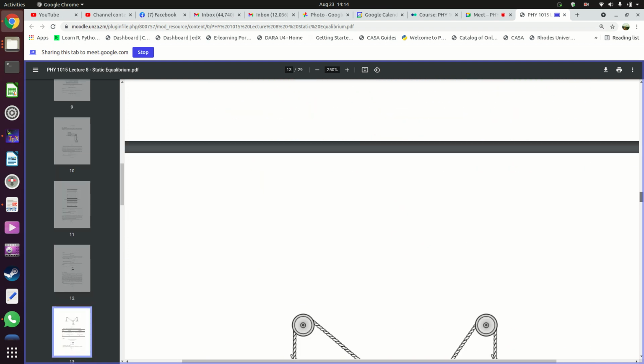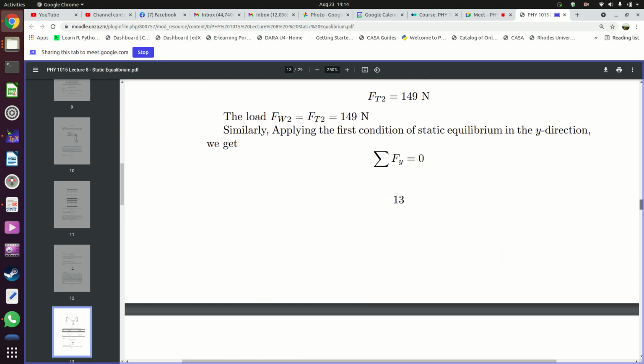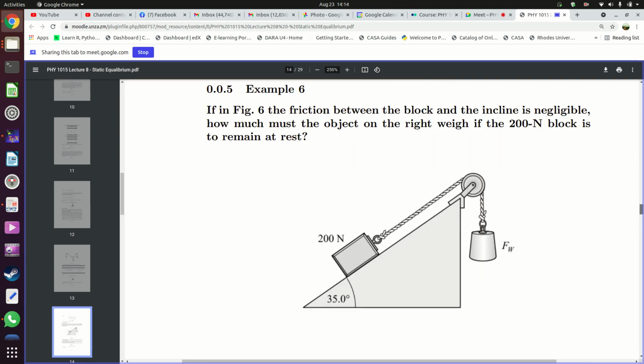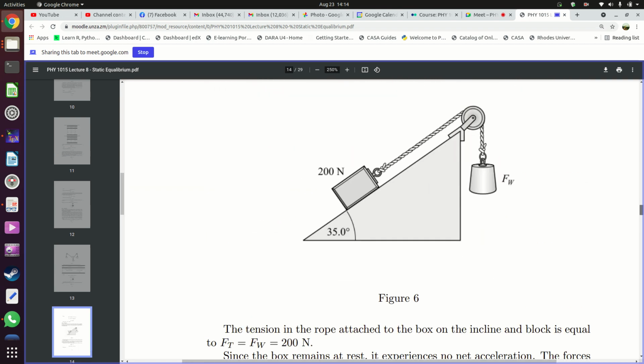You need to be drawing. You should have printed these things out so that as we are explaining, you also do things on your end.